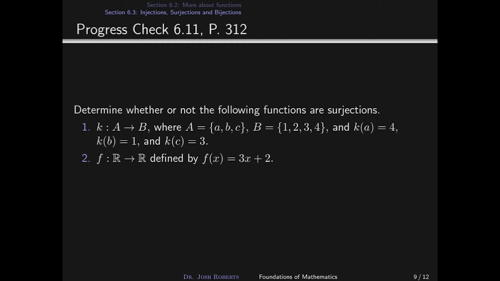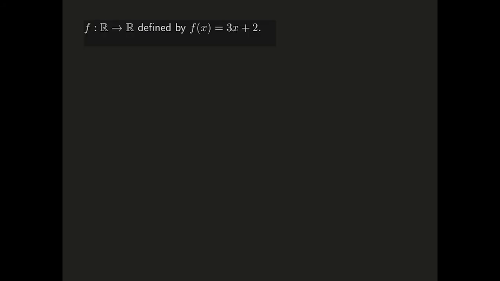Next example is an algebraic one. Define f from R to R as f of x is 3x plus 2. Now, you may think about the graph of this function. It's a line. And think about how you determined the range of graphed functions. The range of this f is all real numbers, which tells you that it is going to be surjective. So how do we show that?